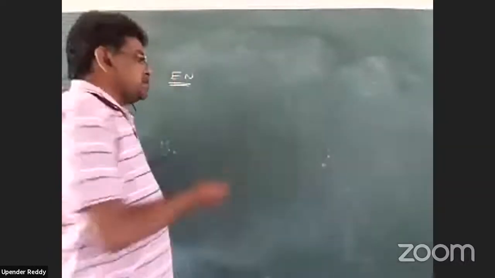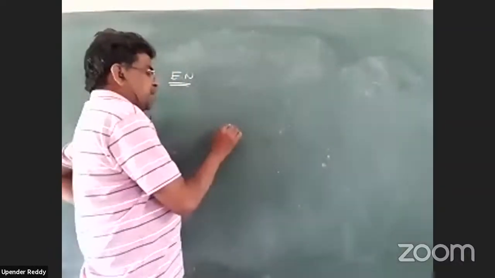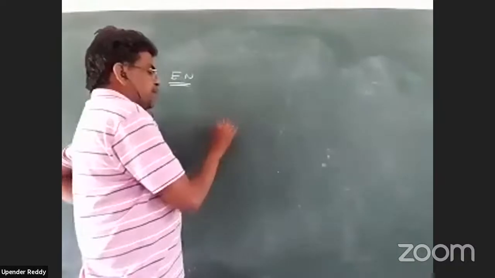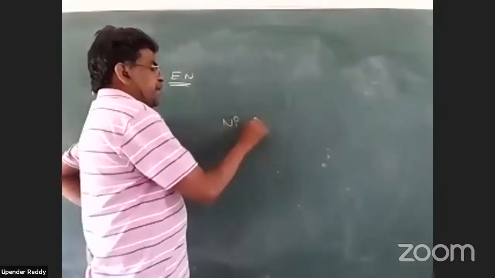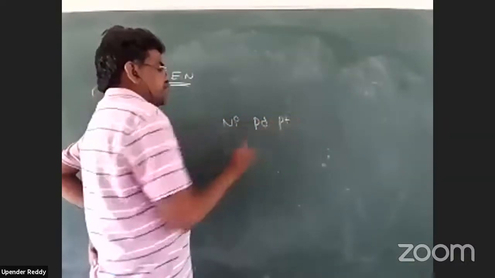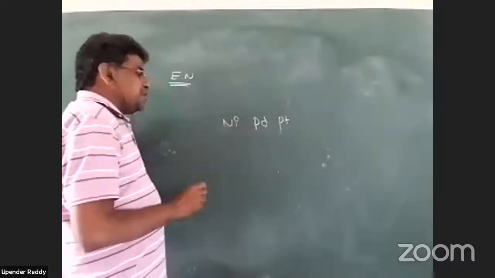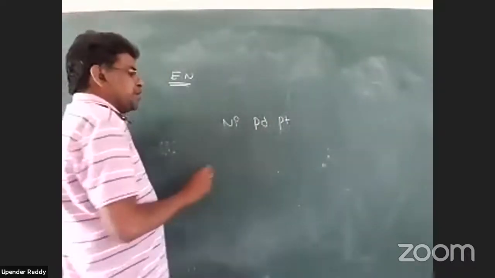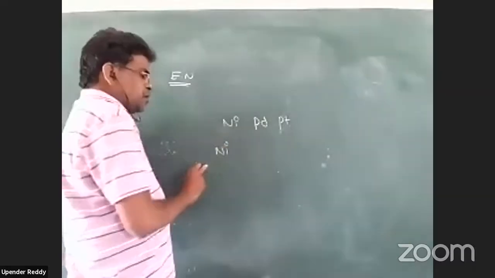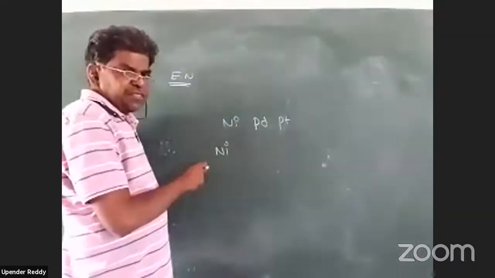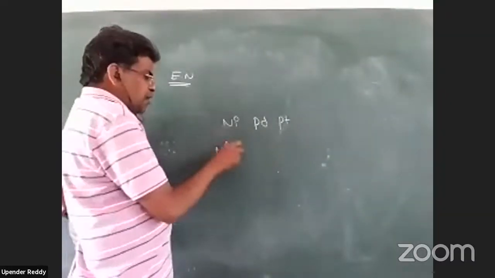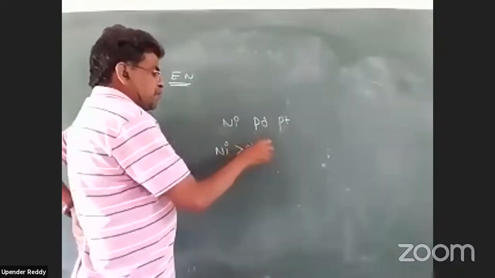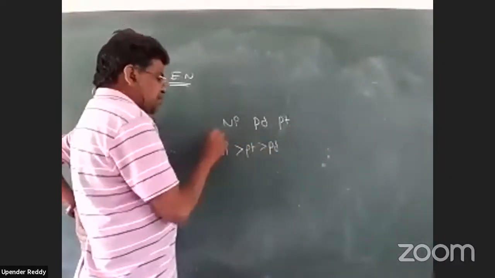So very, very easy. Here, for example, I am writing nickel, palladium, platinum. Arrange the electronegativity order. What you have to write? Nickel is more electronegative because of its small size, followed by platinum, followed by palladium. That is the electronegativity order.